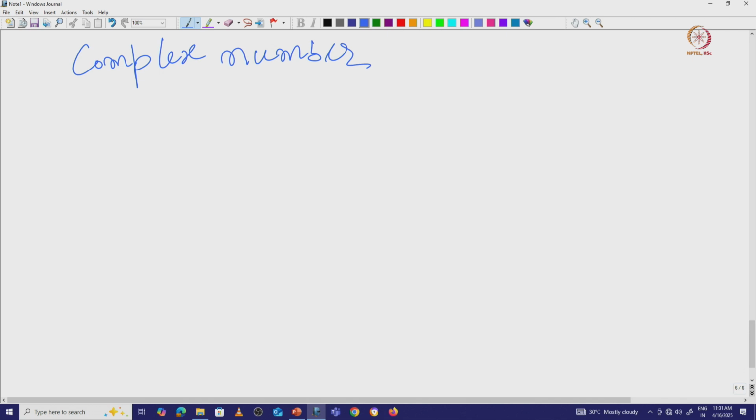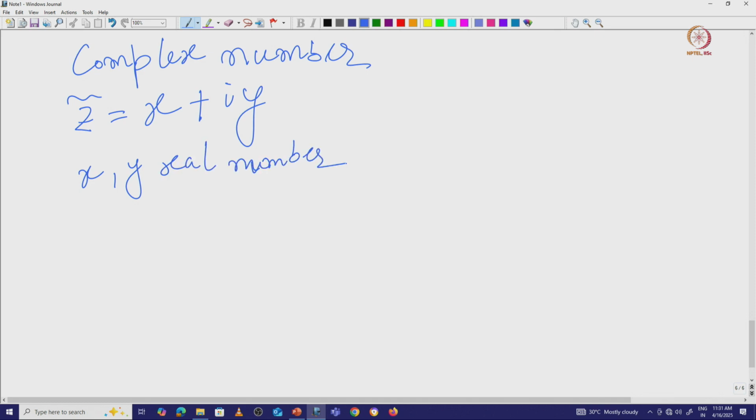In a complex number there will be two parts, one is the real part and one is the imaginary part. So, if I say that z is a complex number, we can represent it as x plus iy. Here x and y are real numbers, where i is an imaginary number.